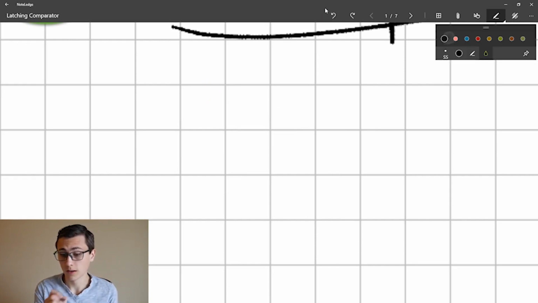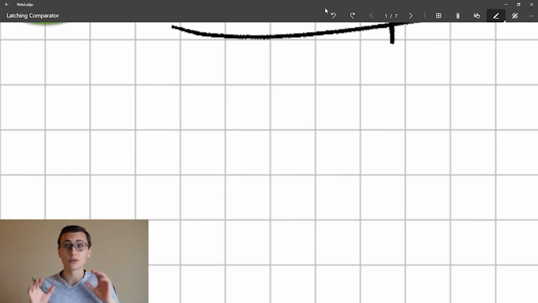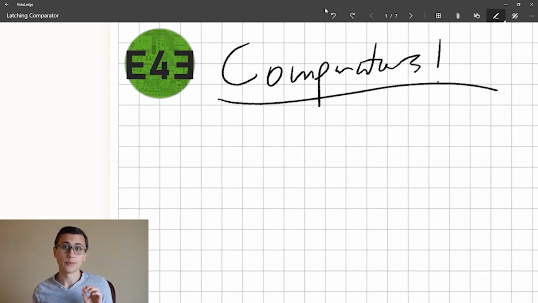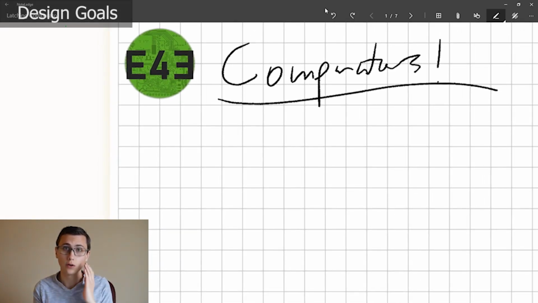If you want to learn more, definitely check out our last two videos. We just did two great videos that walk through ideal and real comparators. Don't miss it. Anyways, we're doing our design example. All right, let's start by laying out our goals for this circuit.